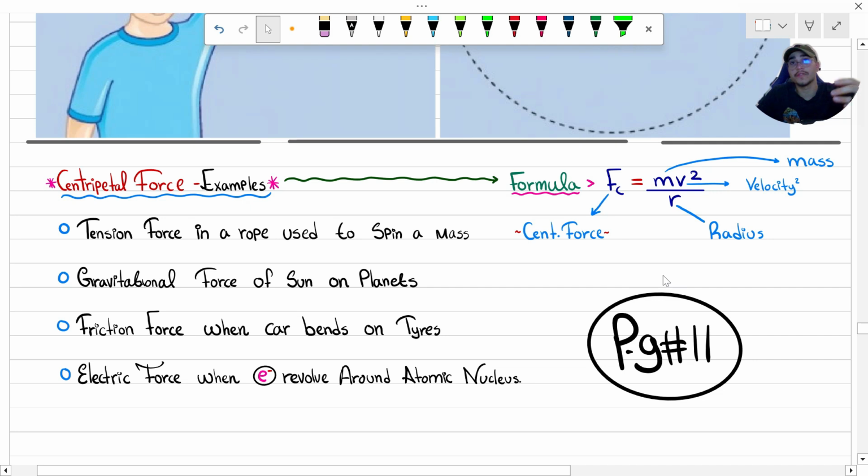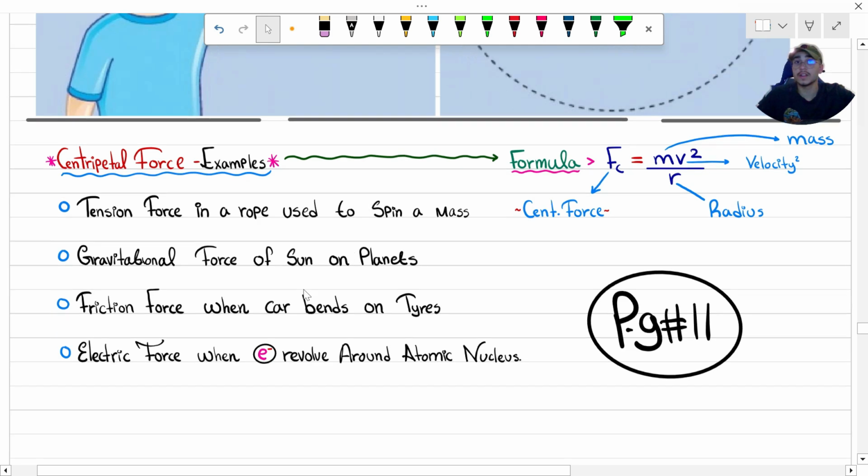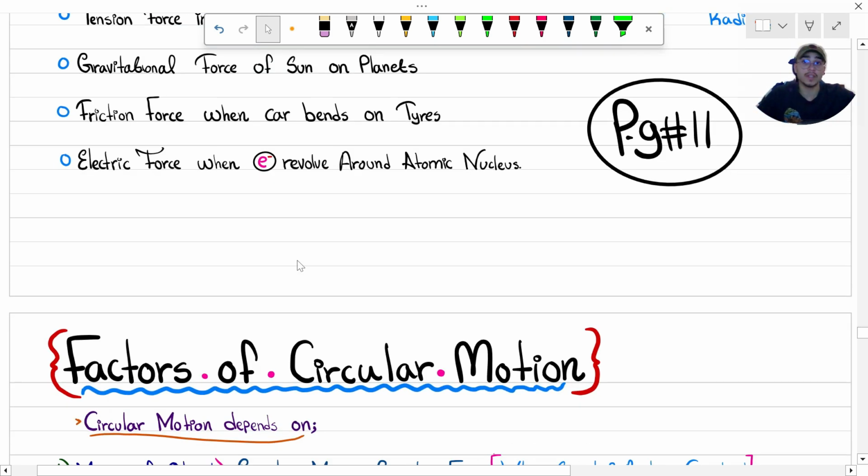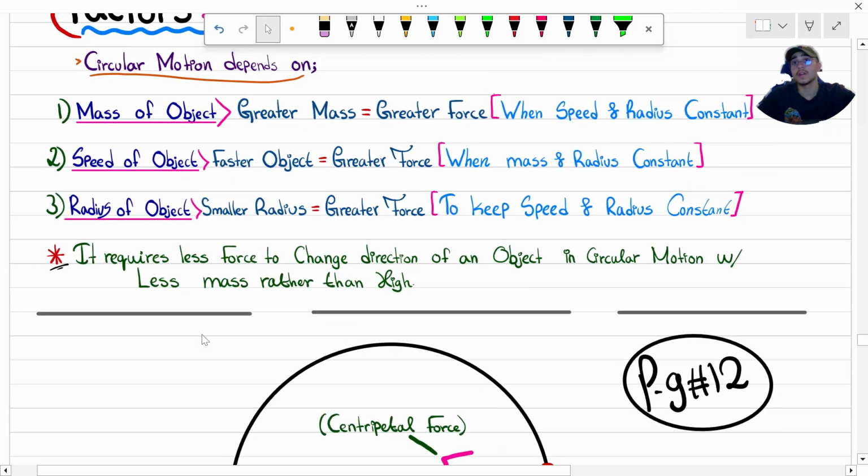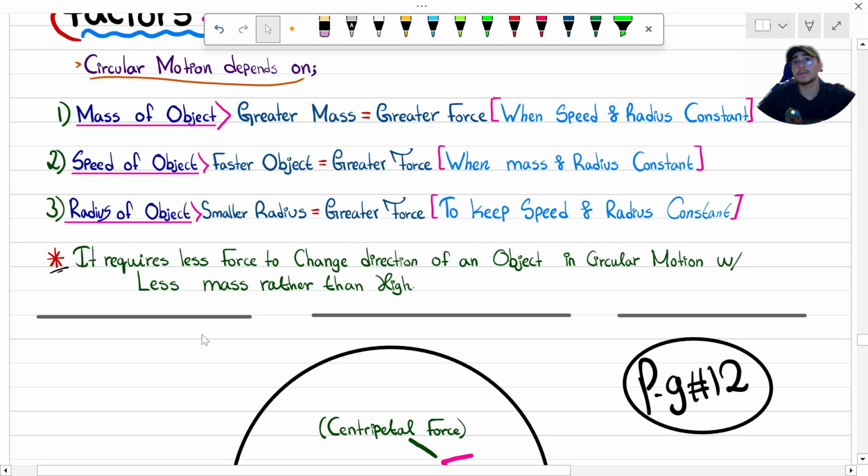So for example, examples of centripetal force: it is used in a rope to spin a mass, the sun or planets orbiting the sun, a car bending on its tires, and electrons revolving around the nucleus in electron energy level shells. The main things circular motion depends on are the mass, the speed, and the radius of an object.